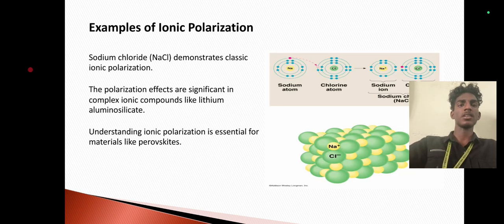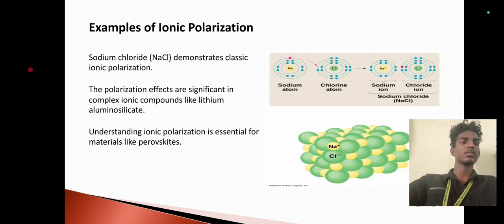Examples of ionic polarization. Sodium chloride, NaCl, demonstrates classic ionic polarization. The polarization effects are significant in complex ionic compounds like lithium aluminum silicate. Understanding ionic polarization is essential for materials like these.